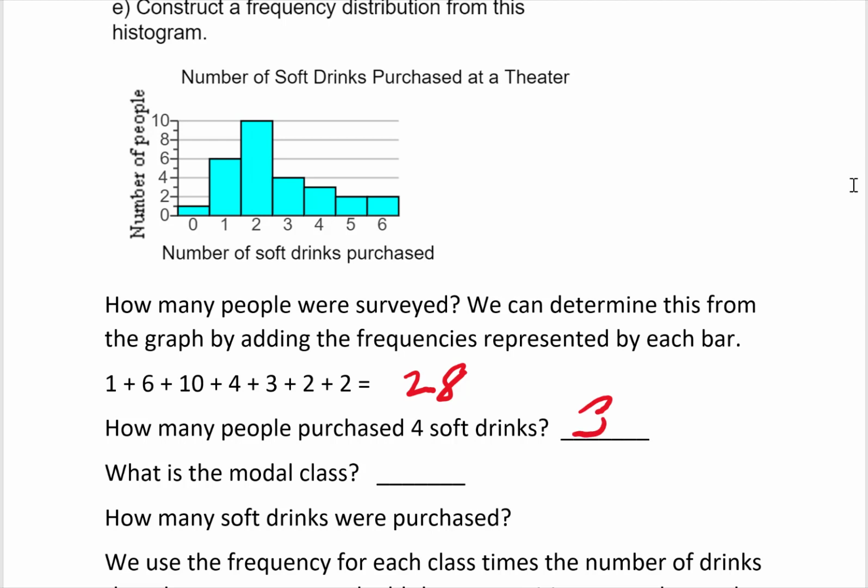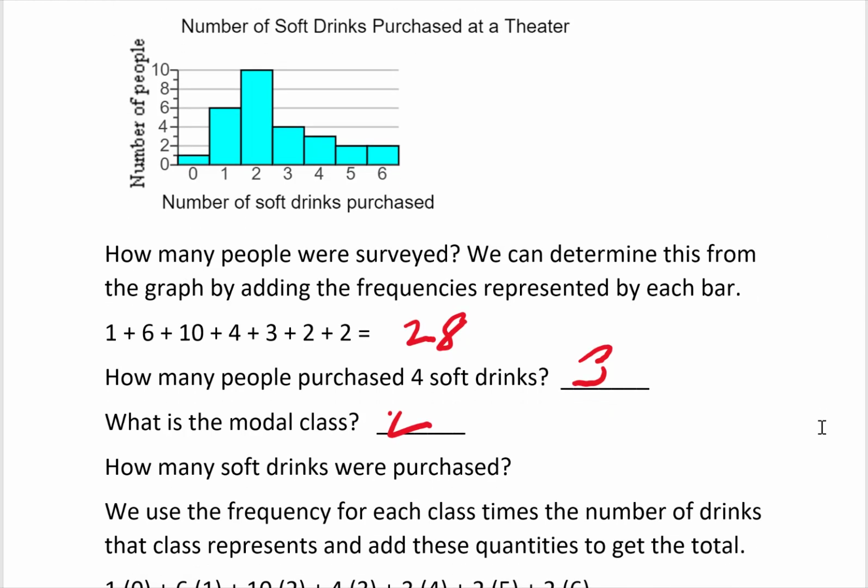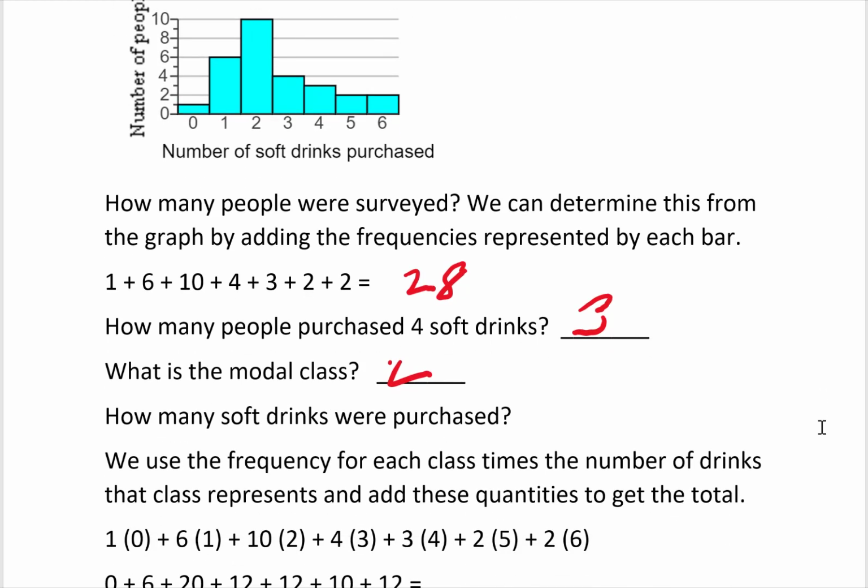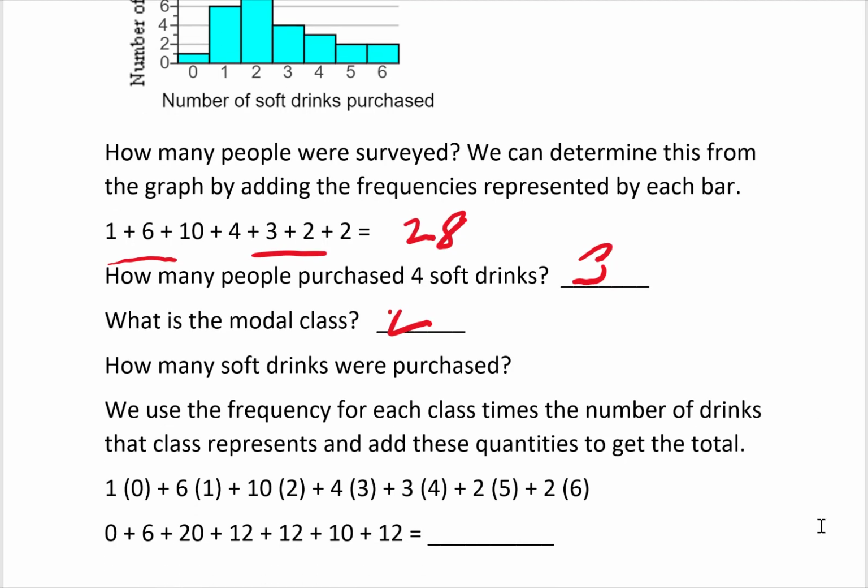Remember, the definition of modal class is the class with the highest frequency, and that's going to be 2 drinks. How many soft drinks were purchased? Okay, in order to calculate that, we need to take the frequency for each class times the number that it represents. And we had the frequencies for each class right up here.